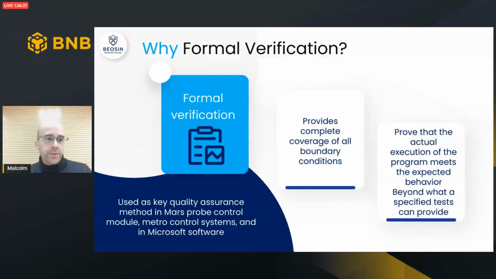So normally when you construct test cases, you will have specified scenarios around the boundary constraints to see that the program will perform as expected around these constraints. Whereas in formal verification, we will actually test every single input that's possible and confirm that it satisfies the specification. It's a little bit similar to fuzzing, but it's better than fuzzing since it's not random generation, it's actually complete coverage. And as mentioned, the testing methodology is so rigorous that it is used as the key quality assurance in the Mars probe control module, in Metro control systems, and it's also the main quality assurance methodology used in Microsoft.